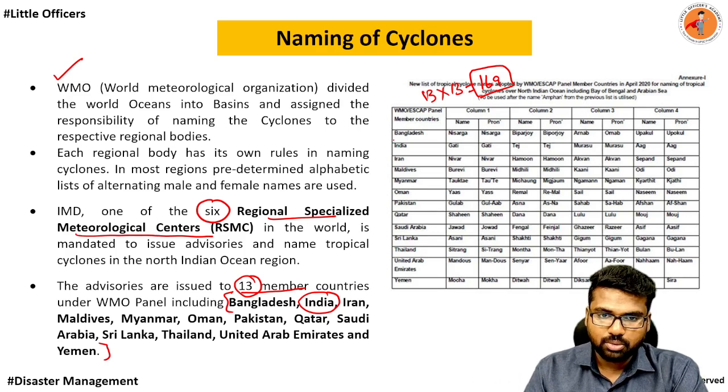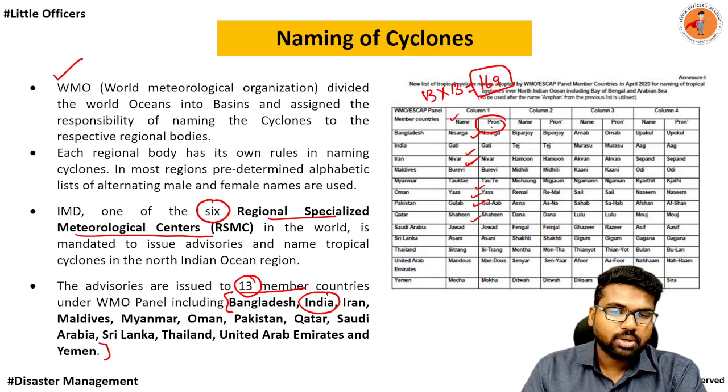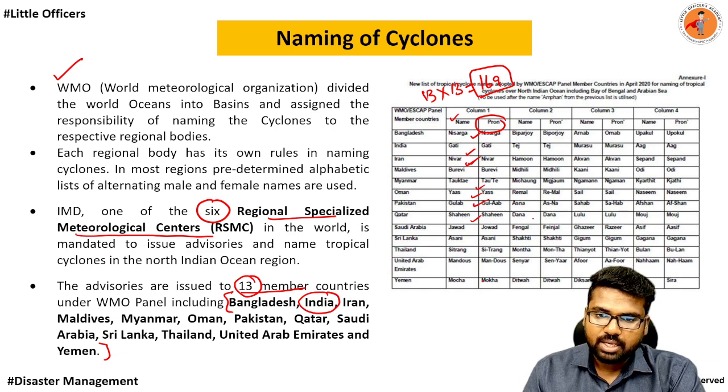For example, if you look at the list, Nisarga, Gati, Nivar, Burevi, Tauktae, Yaas, Gulab, Shaheen, Mocha, all of them have been used. Here the name is given, here the pronunciation is given. Similarly, till where Remal is done, then Asna, Dana. So these are all the ones.